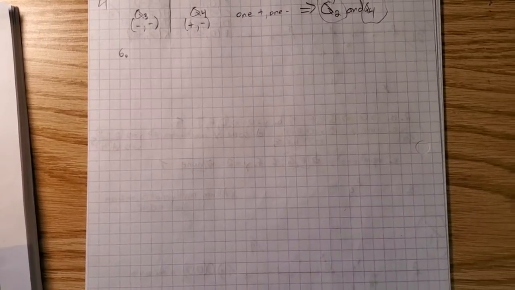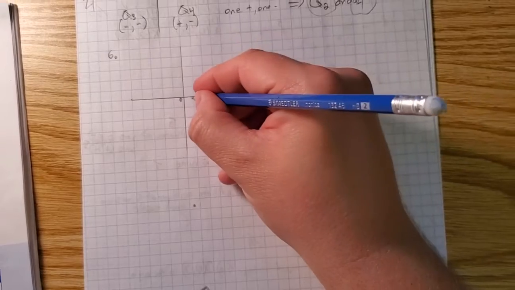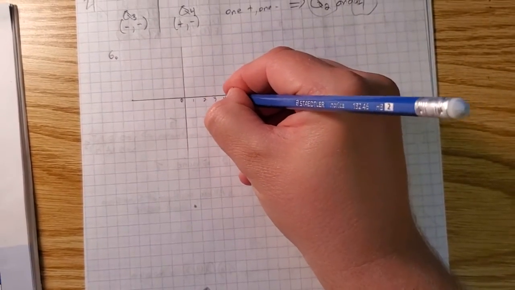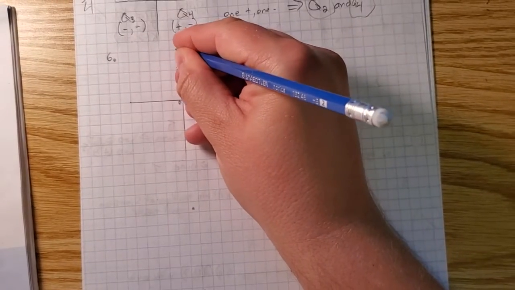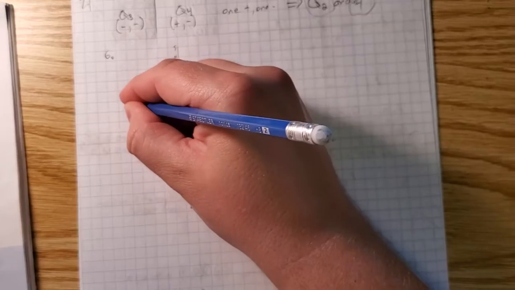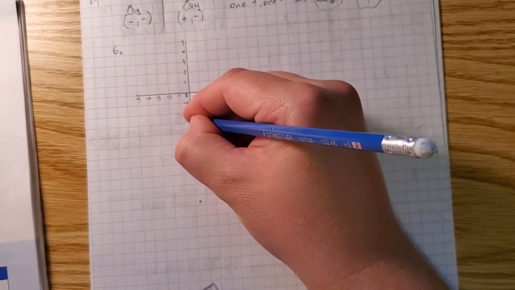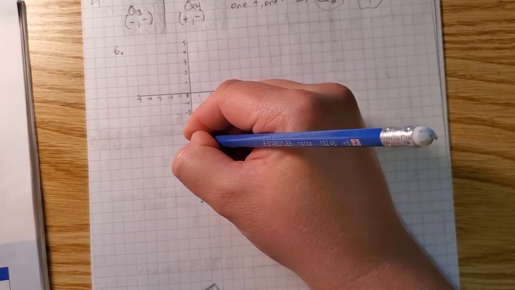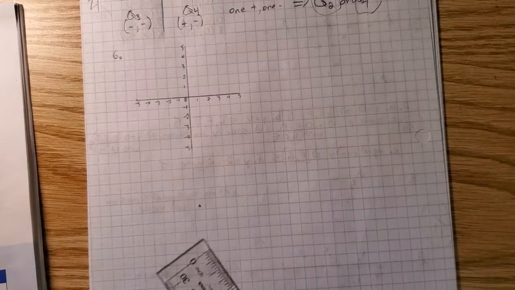Okay, so let's get the grid. So here we have the origin, and we'll go 1, 2, 3, 4, 5. We'll go 1, 2, 3, 4, 5. -1, -2, -3, -4, -5. Use rulers. It makes things neat. I know it's tedious. I know I don't like using them, but then when I use them, I think, why don't I do this every time?